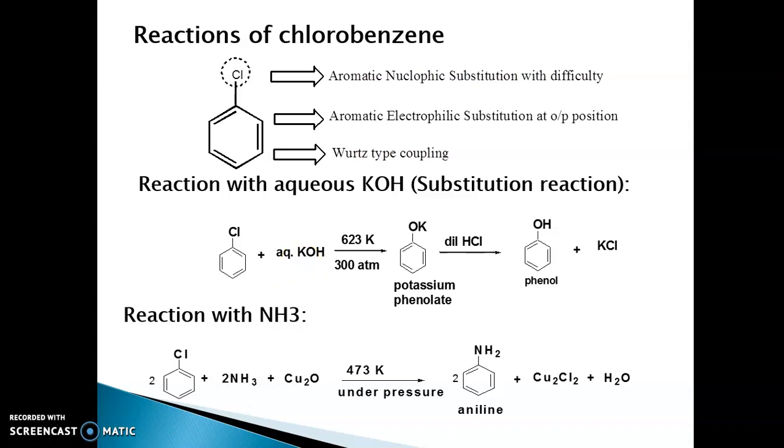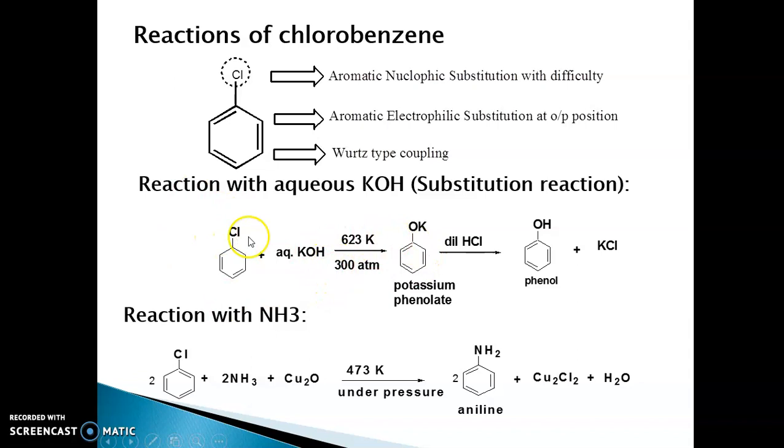In case of chlorobenzene, it reacts with aqueous KOH, but it is very difficult to replace this Cl. So we require high temperature, that is 623 Kelvin and 300 atmospheric pressure. The reaction takes place at about 623 Kelvin and 300 atmospheric pressure.